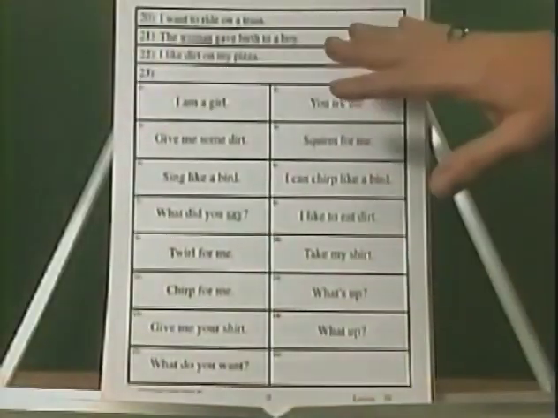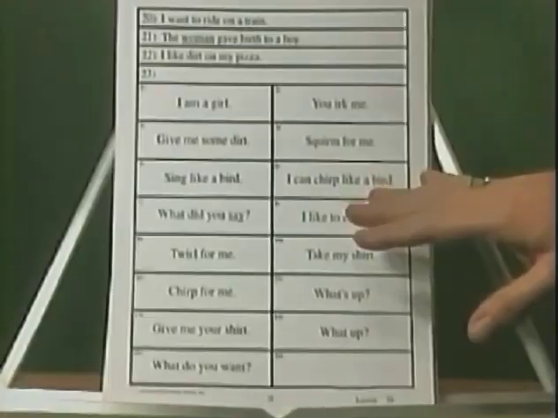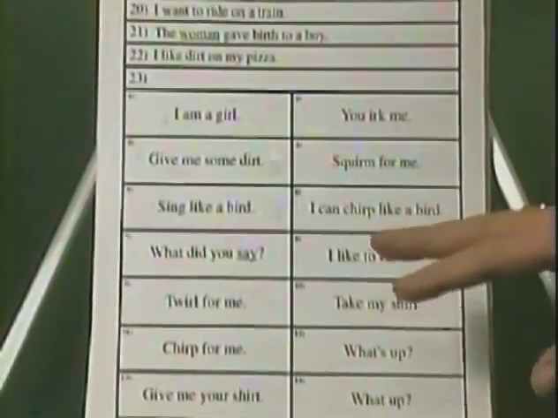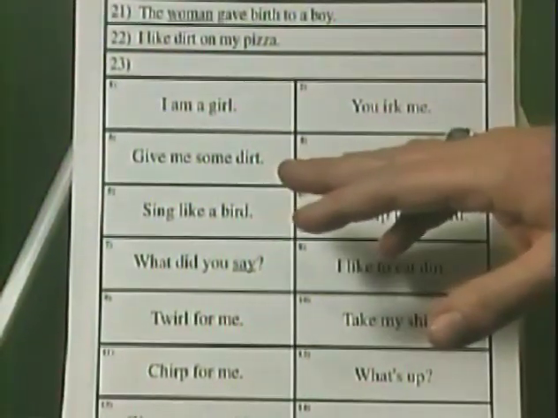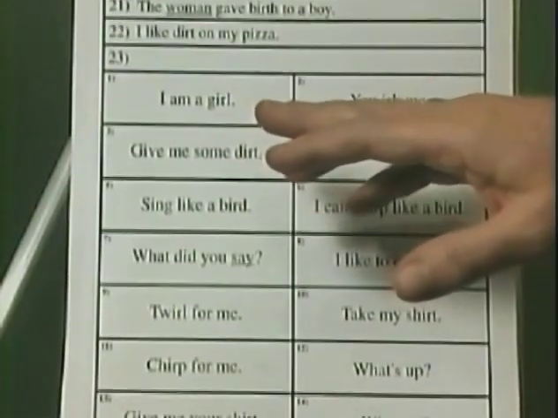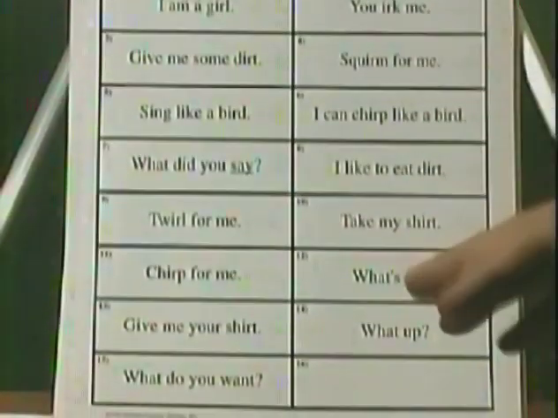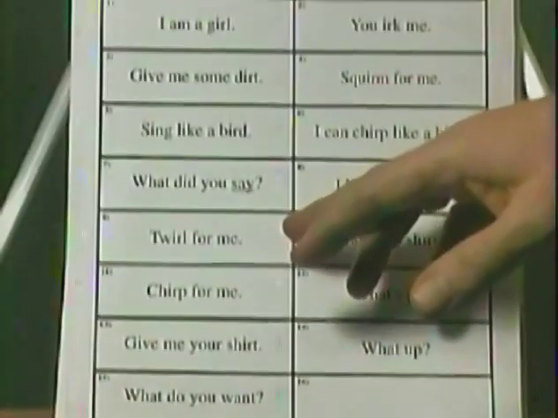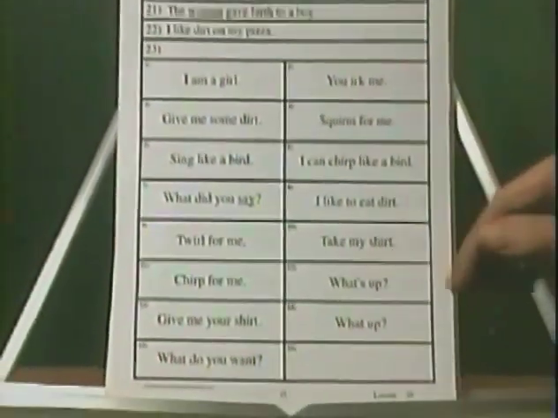Now these sentences, which are in these bigger boxes here, which are in almost every lesson, is a lot of times where the silliness is and the play acting stuff comes from. "Give me some dirt," I'll give somebody some dirt that day. "I am a girl." It's pretty funny if you're a boy reading that. And there's various other things on here. "What's up? What up? Chirp for me, twirl for me." So it's very action-oriented things you can do, and this is one of the earlier lessons.